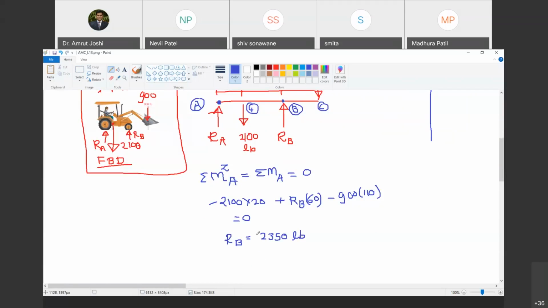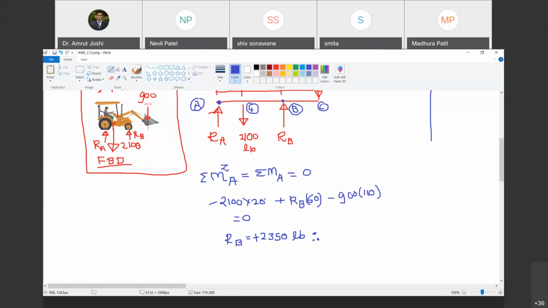And as it has turned out to be positive, तो उसका मतलब क्या है? उसका मतलब ये नहीं है कि it is upward or it is in positive y direction. No. Its meaning is originally assumed sense of RB is correct. Are you with me? Yes, sir. मतलब क्या है इस पॉजिटिव साइन का?